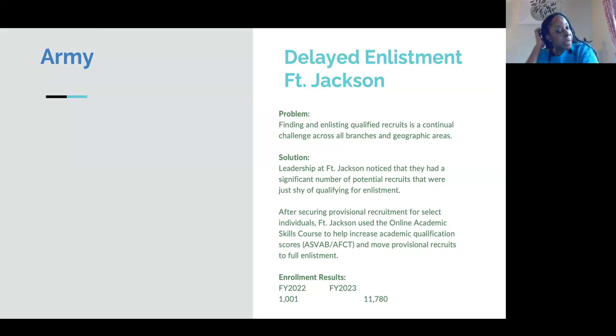A provisional recruit is already in because they have their CAT cards. That's the only way you can access the program, but they're trying to study up to get fully qualified and get all the way through the enlistment process. Back in the day, we used to call it something like the delayed entry program, depending on which branch you are in. You can see how those numbers have grown over the course of one fiscal year, from 1,000 up to 11,780. So it's been a useful tool there.